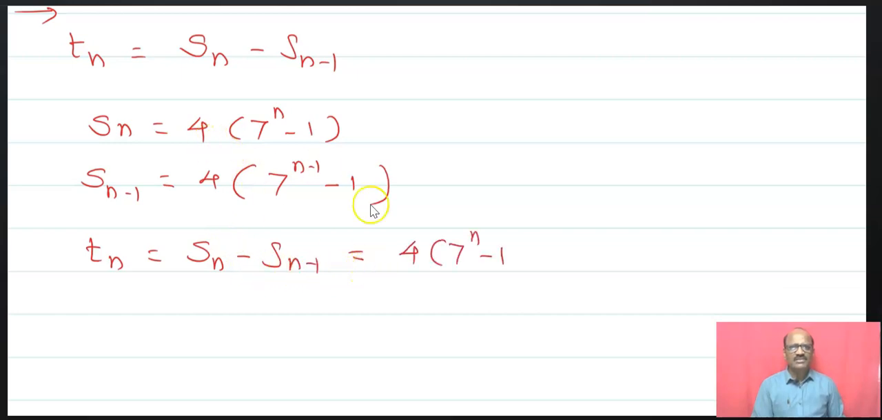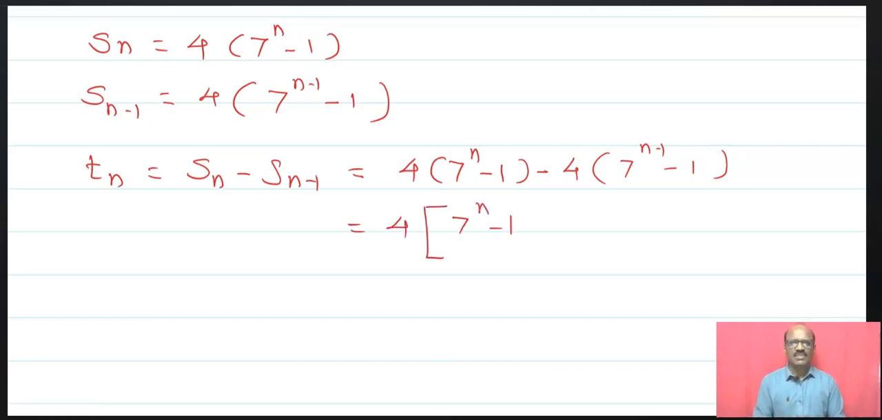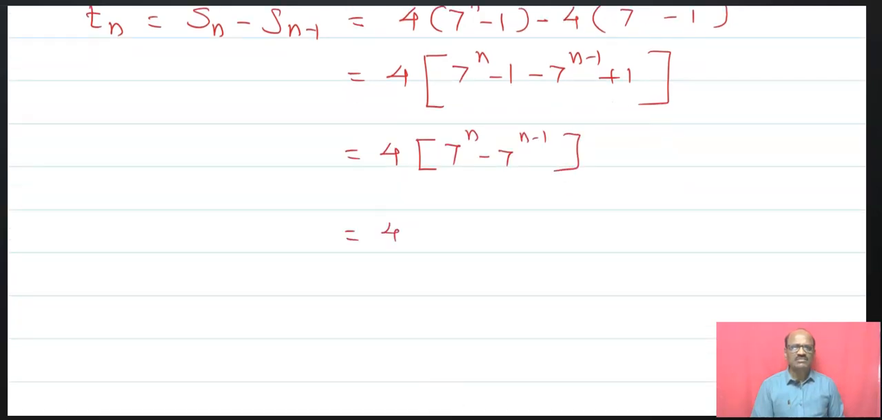Now, substitute the value of Sn here, minus Sn minus 1. After substituting, here is how to simplify this. Take 4 as common. Then in the bracket you will get 7 raised to n minus 7 raised to n minus 1, and the minus 1 and this minus minus will become plus 1. Plus 1 minus 1 will become 0. Therefore you get 4 into 7 raised to n minus 7 raised to n minus 1.